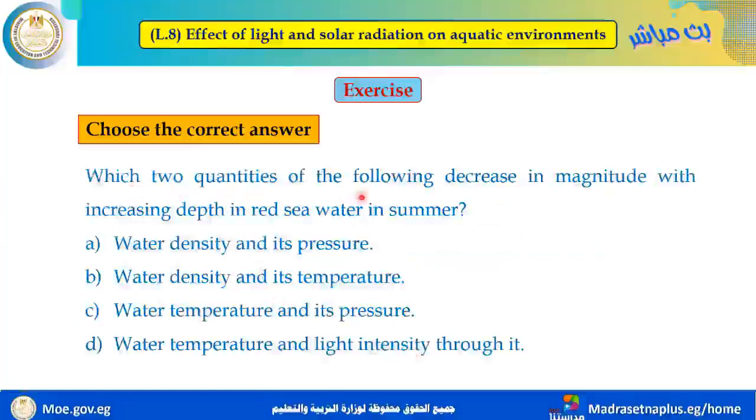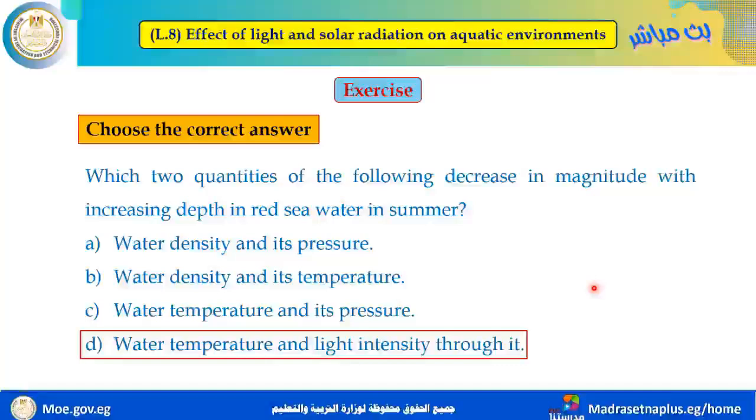Another question. Which two quantities of the following decrease in magnitude with increasing depth in Red Sea water in summer? First choice, water density and its pressure; water density and its temperature; water temperature and its pressure; water temperature and light intensity through it. Try to concentrate. It is a question that needs deep thinking. Yes, this is the right answer: water temperature and light intensity through it.